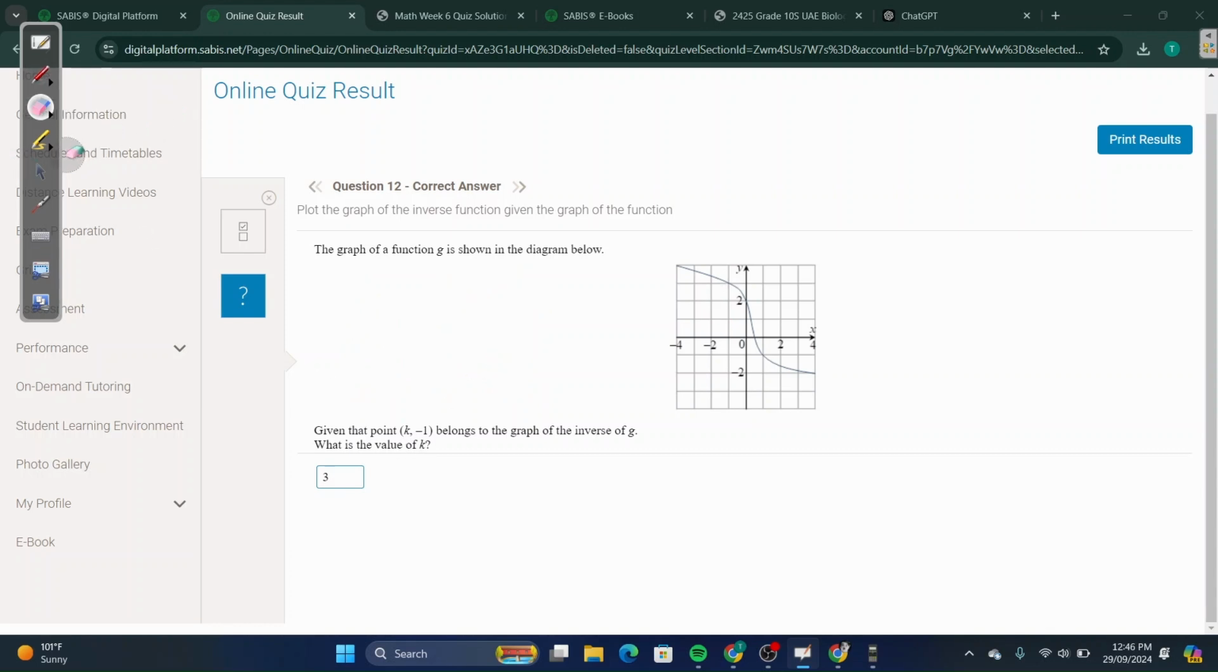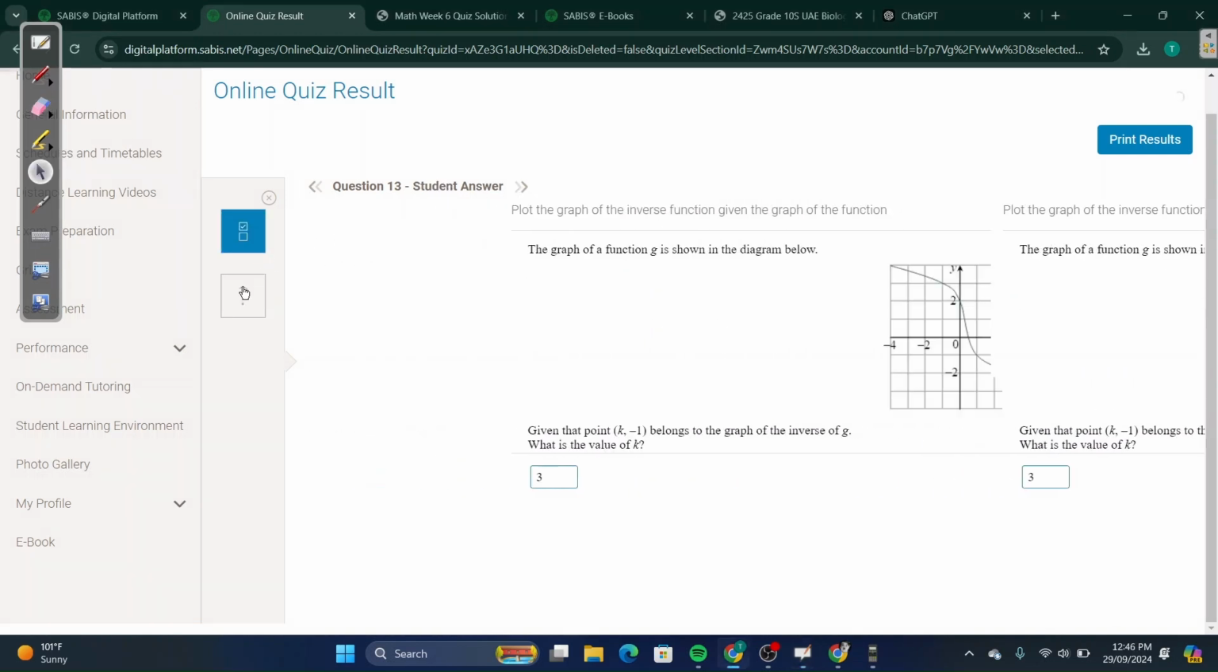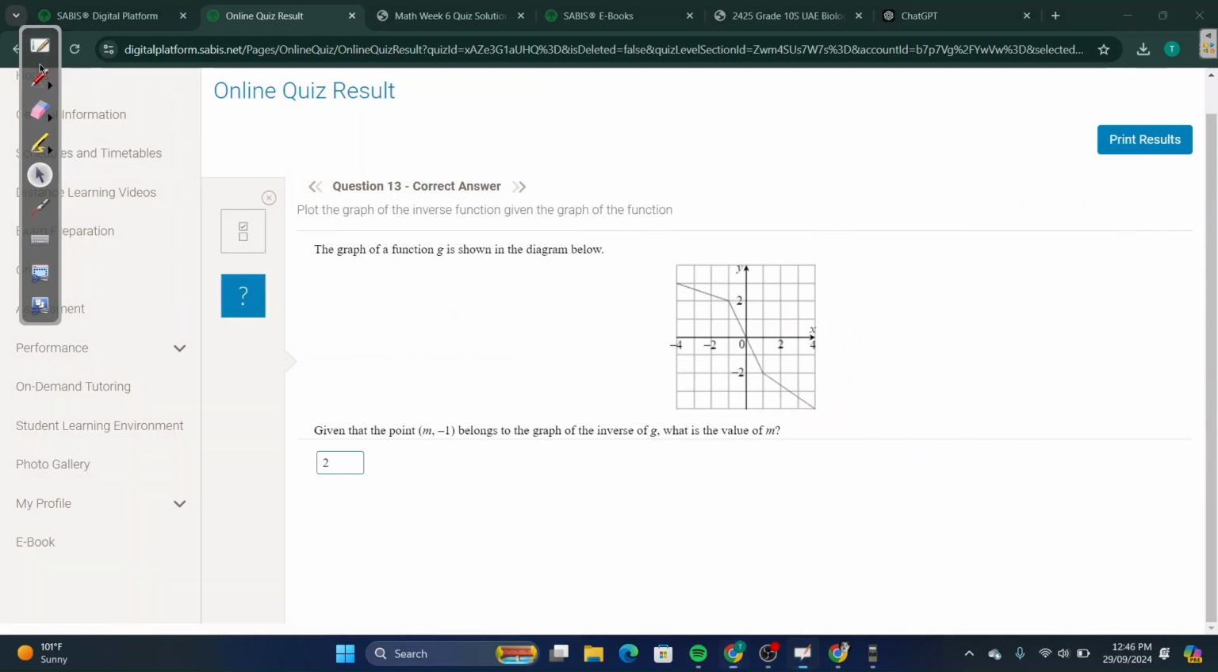They're gonna ask it again in the next question, I think, if I remember correctly. Yeah, they do. But I believe it's the same concept. So (m, -1) belongs to the inverse of g. So it's gonna be (-1, m) on g. You're gonna want to look at -1 and then go up to m, which is basically where the line is. So this is 2. That's our answer.